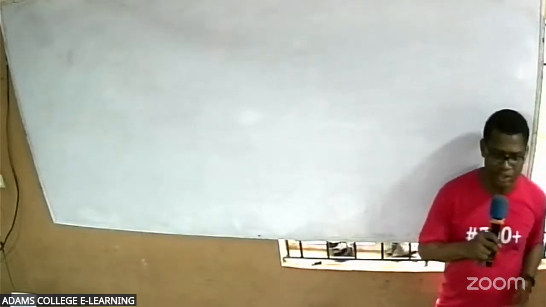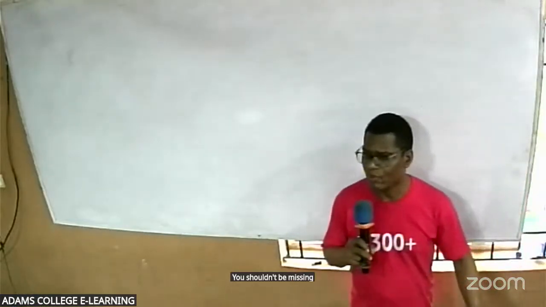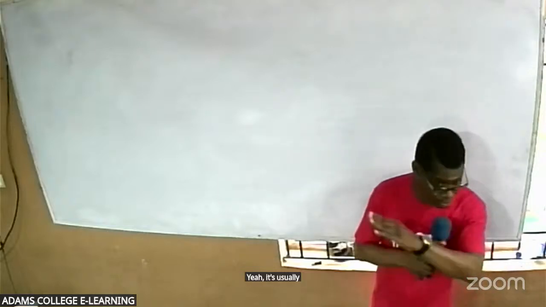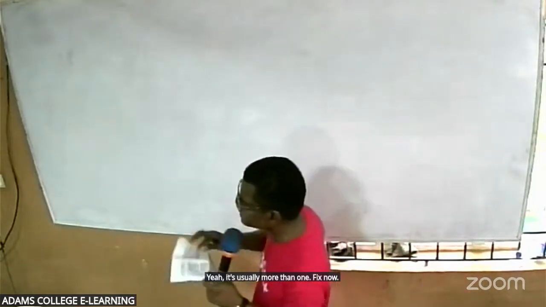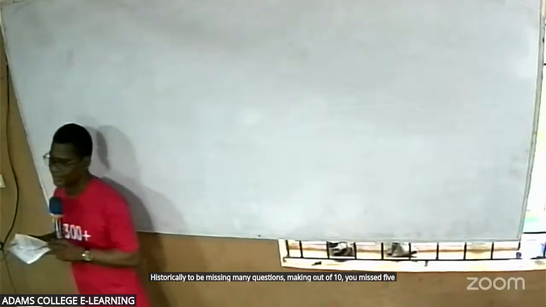Now imagine this is your JAMB question. You shouldn't be missing. If you're going to miss any question from 1 to 10, it shouldn't be more than 1. All topics now. It's too late to be missing many questions. Missing out of 10, you miss 5. That's too much.